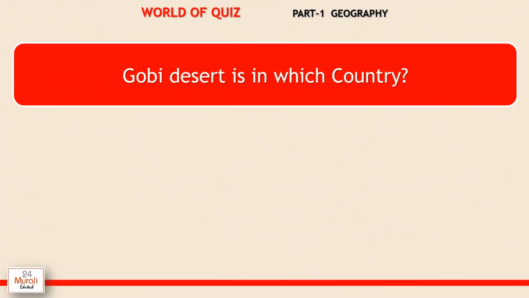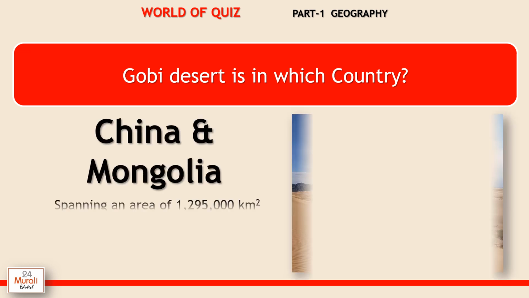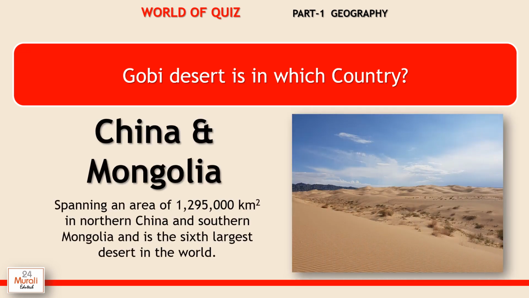Gobi Desert is in which country? China and Mongolia, spanning an area of 1,295,000 square kilometers in northern China and southern Mongolia, and is the 6th largest desert in the world.